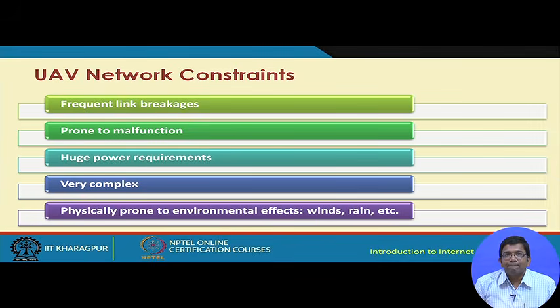These networks that are formed are very complex networks because of all these dynamisms and the complexity of changing topology, node position, link breakages and makeages, and so on. Then physically these nodes are prone to environmental effects with respect to winds, rain, etc., because they operate in such kind of environment where they are susceptible to environmental effects.